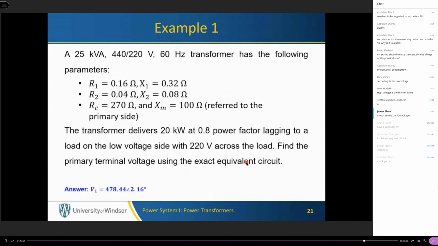Now I want to solve the first example, so I'm going to discuss it. We still have 7 minutes. In this example, we have a single phase transformer.